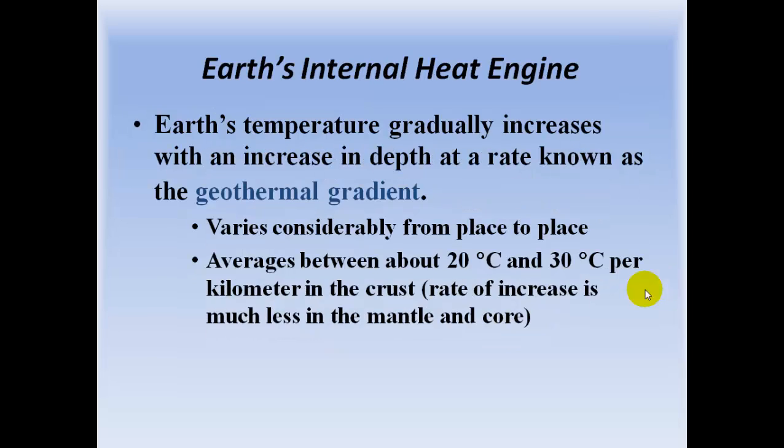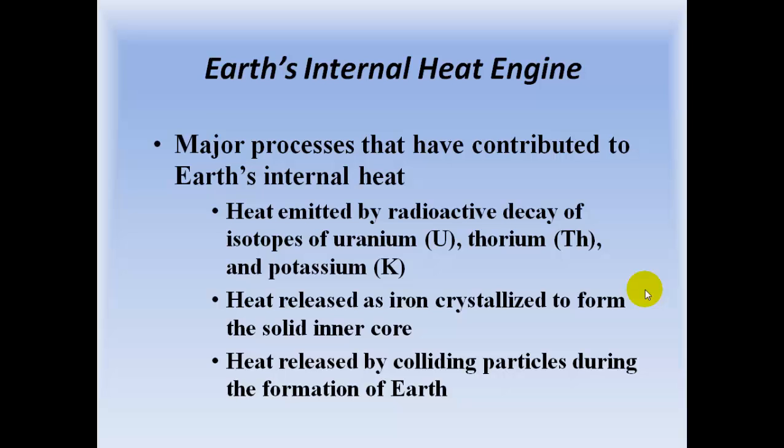Earth's temperature gradually increases with increase in depth at a rate known as the geothermal gradient. So this is what's causing Earth's internal heat engine. It varies considerably from place to place, averaging 20 to 30 degrees Celsius per kilometer as you dive into the crust, but then it increases more slowly in the mantle and the core.